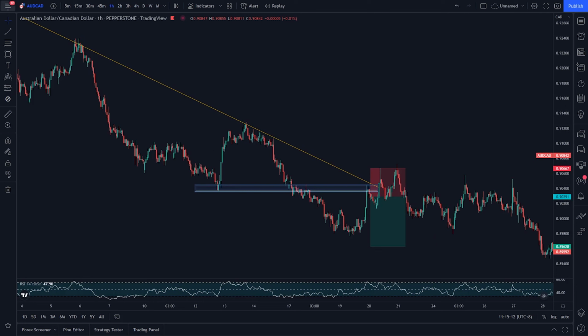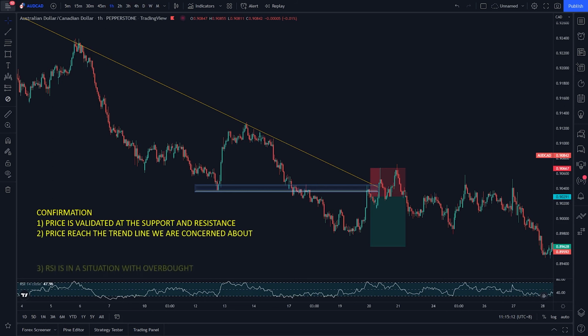In 1-hour charts, we can clearly see multiple confirmations, not knowing whether you guys can observe the trading opportunities we are observing. We can see that the first confirmation is where the price is validated at the support and resistance. The second is that the price is at the trend line that we are concerned about. The third confirmation is that the price has appeared on the 1-hour chart where the RSI is in a situation with overbought. And the fourth confirmation is the engulfing candle on the 1-hour chart. With these situations, we can directly go for our trades, and we may set our stop loss above the trend line. Now we can see a failed trading case.